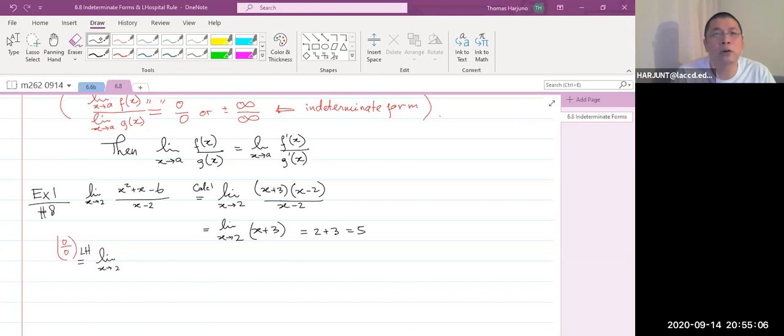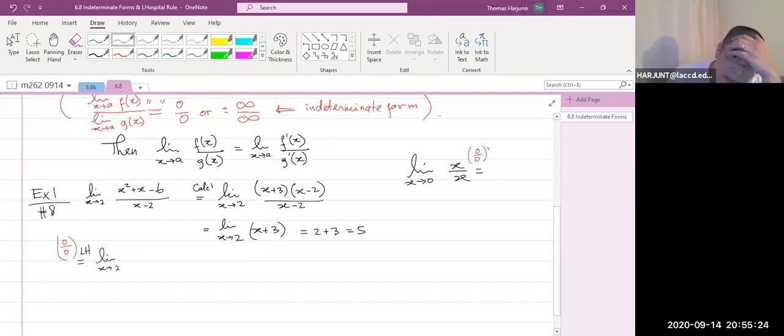Okay, let's take a look at this one. Limit as x goes to 0 of x over x. What is this equal to? When you plug it in right away, when we replace x by 0, you get 0 over 0. That's indeterminate, right?